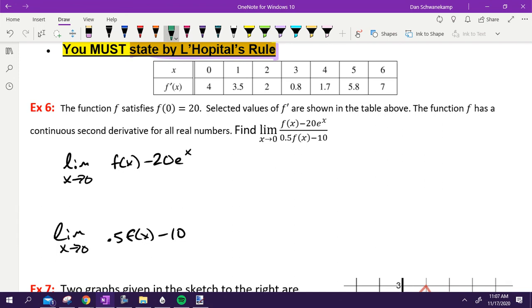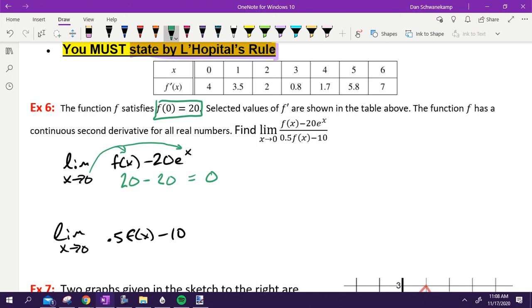Let's do it. So we're finding the limit as x approaches 0 of the top. I'm going to plug in 0. So I'm finding f of 0. What is f of 0 going to be? It's 20. Careful, that table is telling us f prime. It says right there, f of 0 is 20. So this is 20 minus 20 times e to the 0. What is e to the 0? 1. So it's 20 minus 20. I get 0. So the limit as x approaches 0 on top is 0.